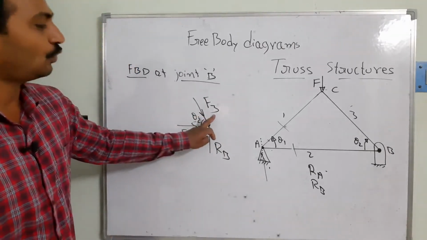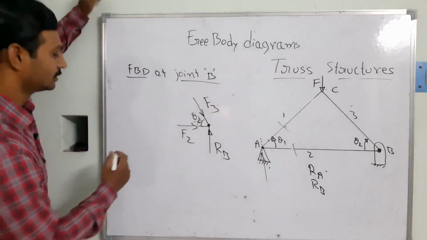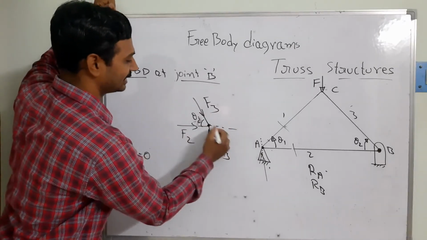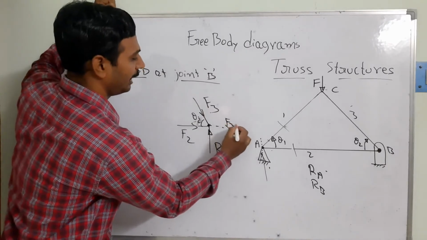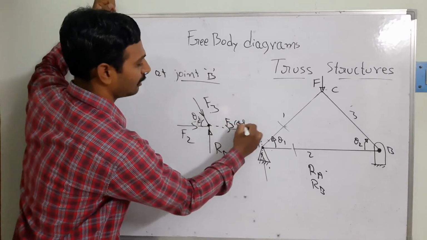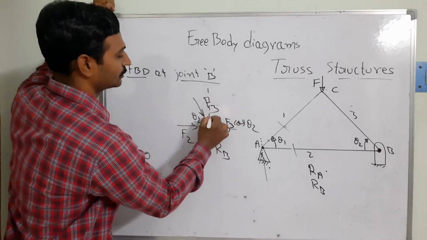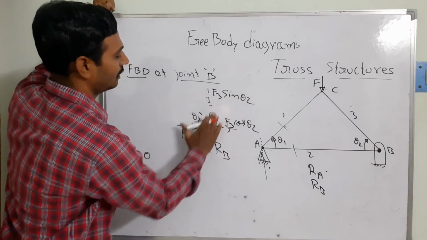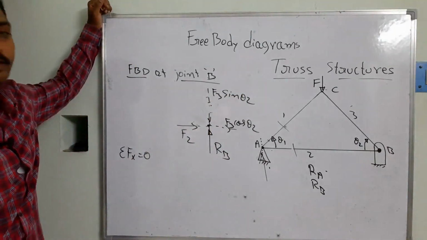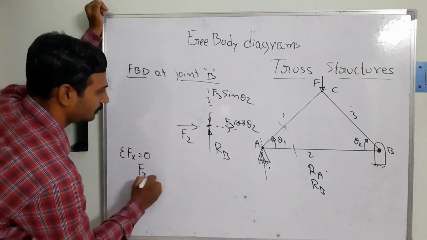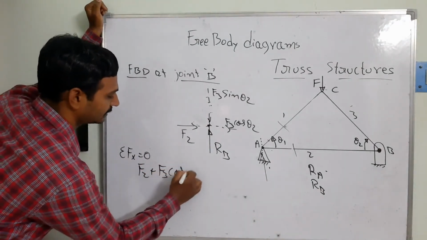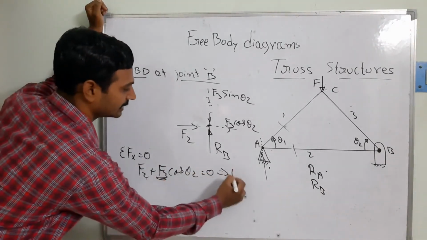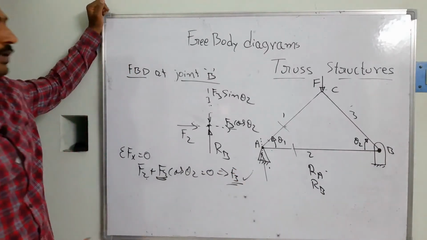Similarly, this F3 I am going to resolve into horizontal and vertical. So directly I am going to take sigma Fx equal to 0. One force is going to be acting in this direction, that means the horizontal component of F3 is F3 cos theta 2, the adjacent side. And similarly, this force is going to be F3 sin theta 2, because this is the vertical component. So now F2 plus F3 cos theta 2 is equal to 0. Already we know the F2 value, so from this we can calculate F3.